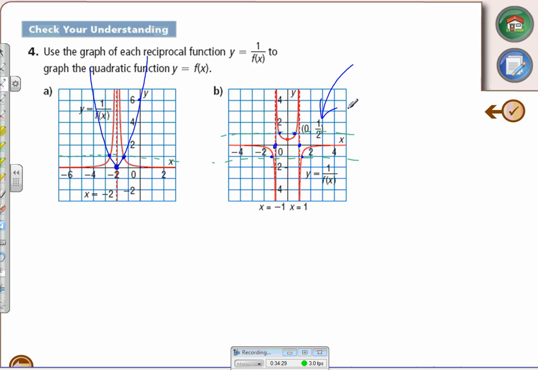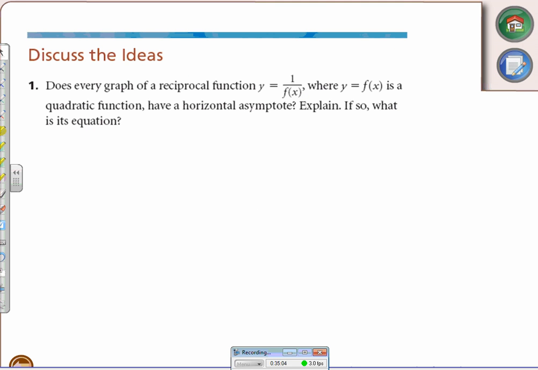I'm going to take the y coordinate and do the reciprocal of that. If it was 0, 1/2 on this one, the reciprocal of it would be 0, 2. So that's where my vertex is going to be, on the reciprocal of the y-intercept number. Any number that you know, you can just take the reciprocal of the y, and that's another point. Now let's just combine and join all of our points. And there's your original quadratic. And then just finish up by answering your discuss the ideas questions there.